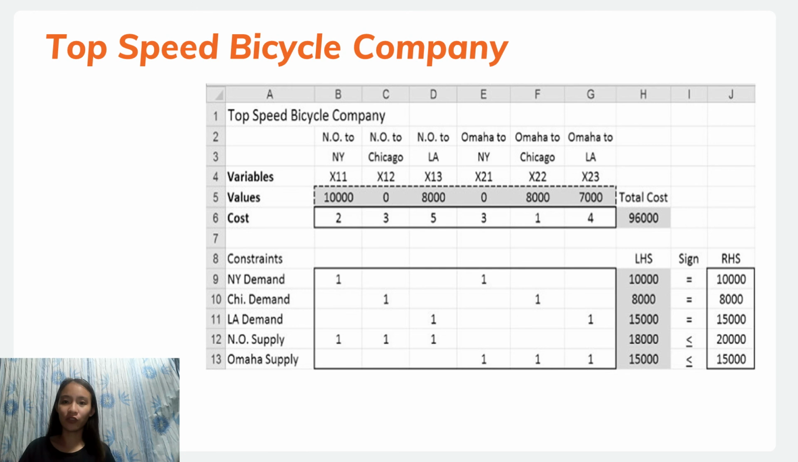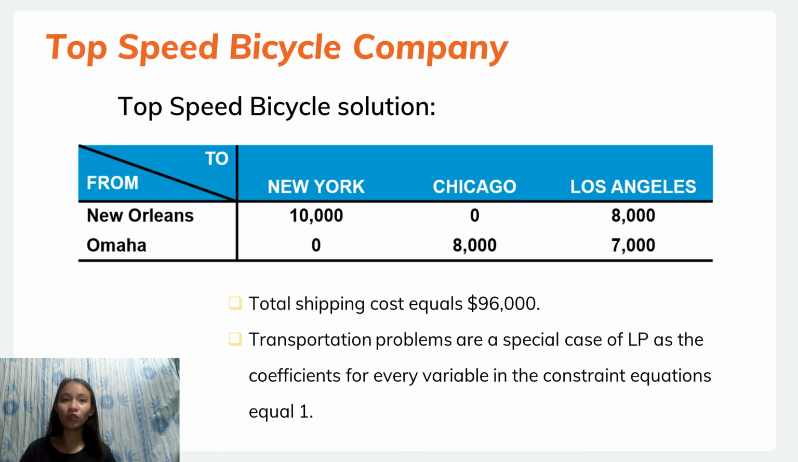Using the Excel Solver, the computer-generated solution to the Top Speed problem is shown in the picture, and the total shipping cost is $96,000. In this slide, the table shows the solution for this problem. Transportation problems are a special case of linear programming, as the coefficient for every variable in the constraint equations is equal to 1.